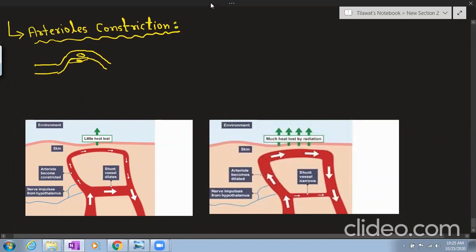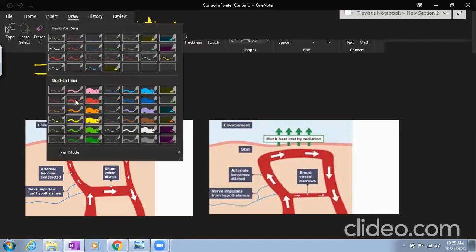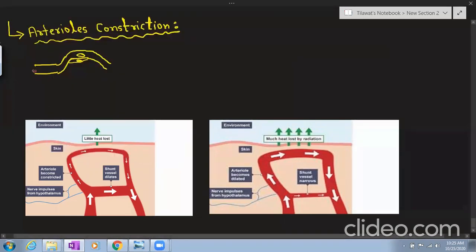Let's suppose this is an arteriole, and it is taking blood toward your capillary, right? This part is capillary, okay? So if this arteriole muscle relaxes and it is wide, it means the arteriole diameter is wide. So more blood is moving toward your capillaries. It means more blood is going to your body parts.